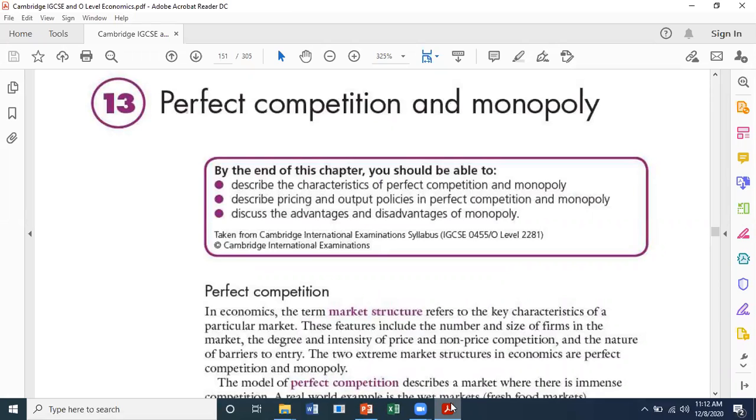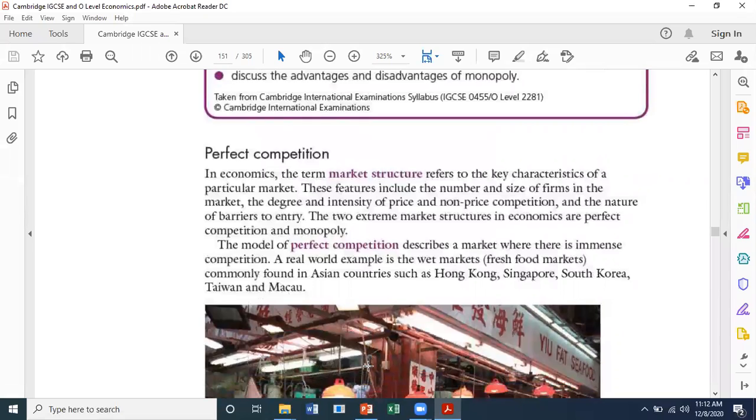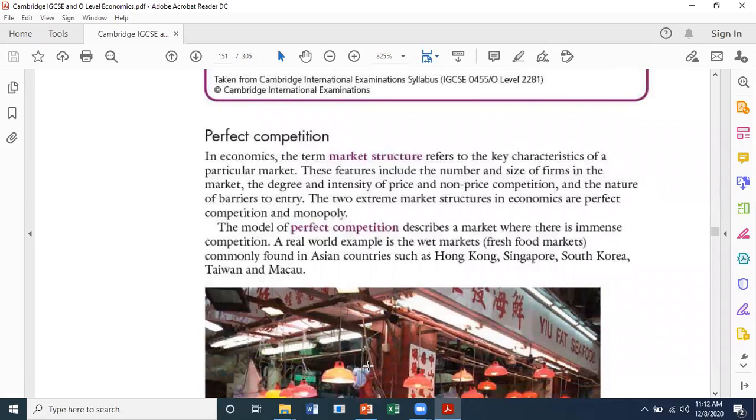Our today's topic is perfect competition and monopoly. That is market forms as well. Now, what is perfect competition? Which is the opposite of imperfect competition.